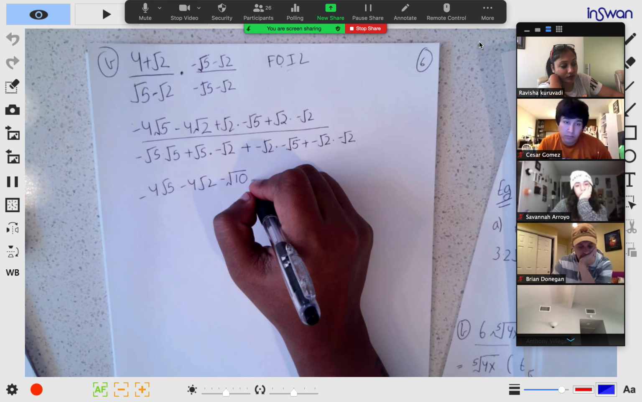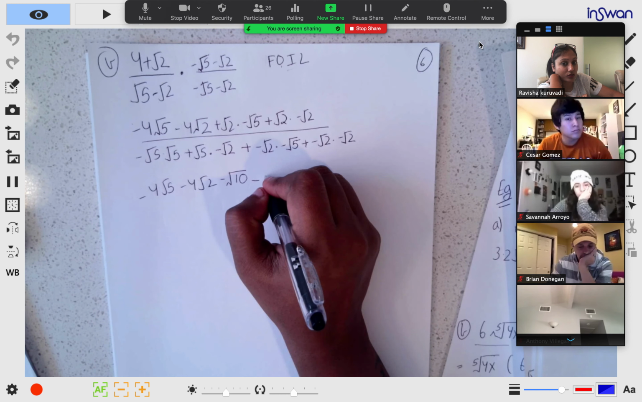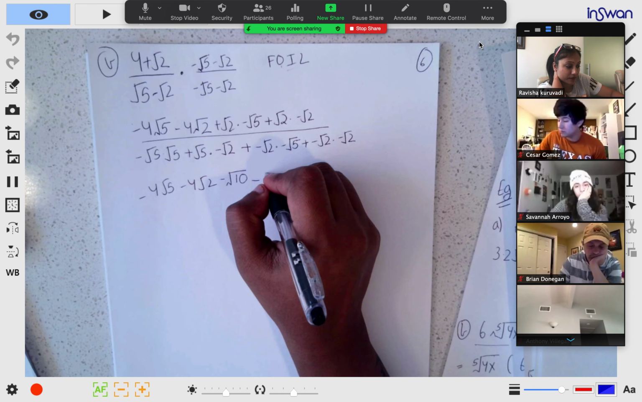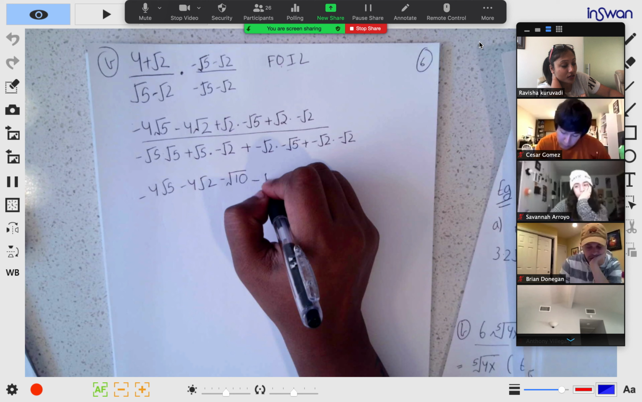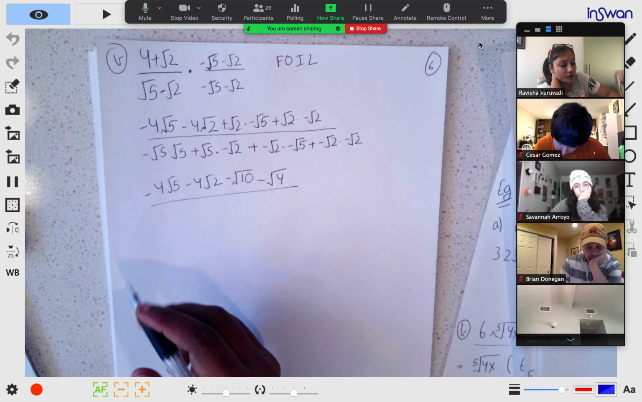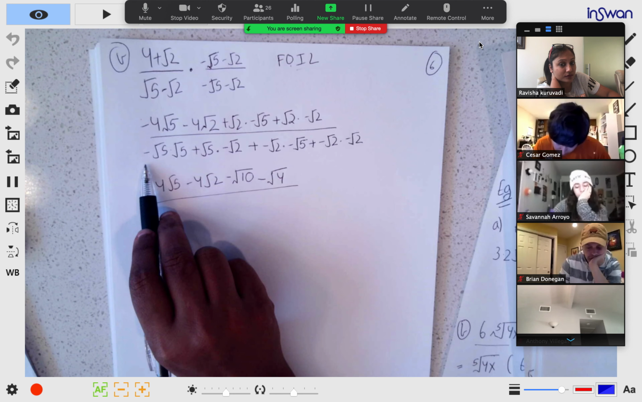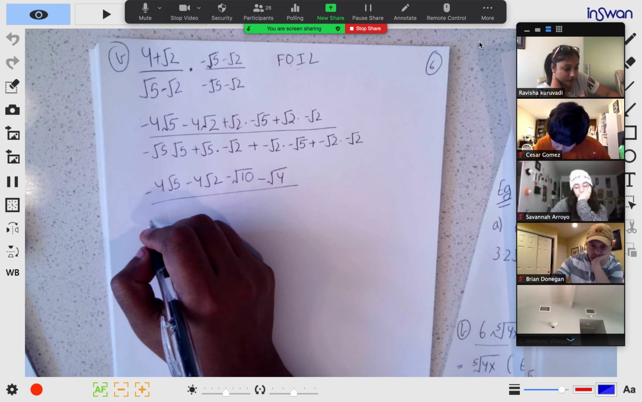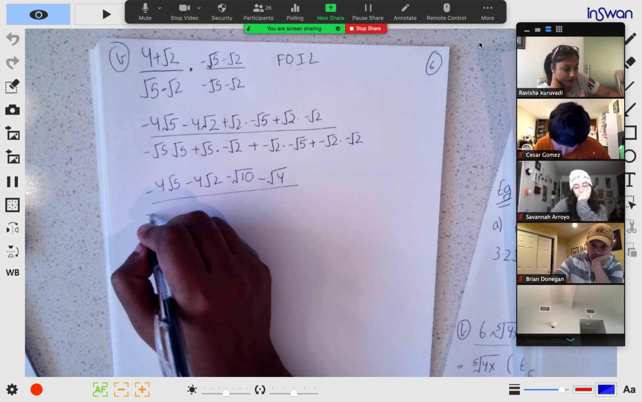Negative square root of 4, which is? Square root of 4 is 2. Okay, let's write that. What does this become? Negative square root of 5, square root of 5. Negative square root of 25.